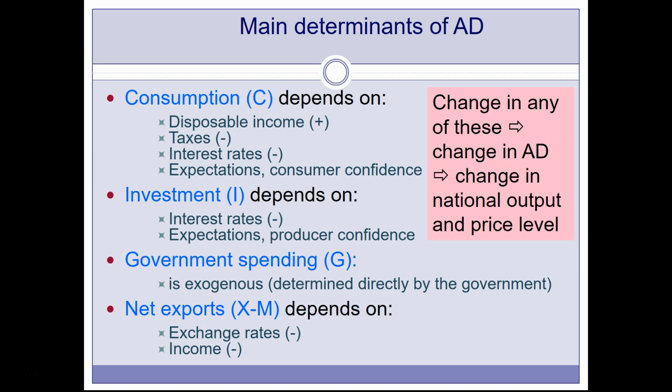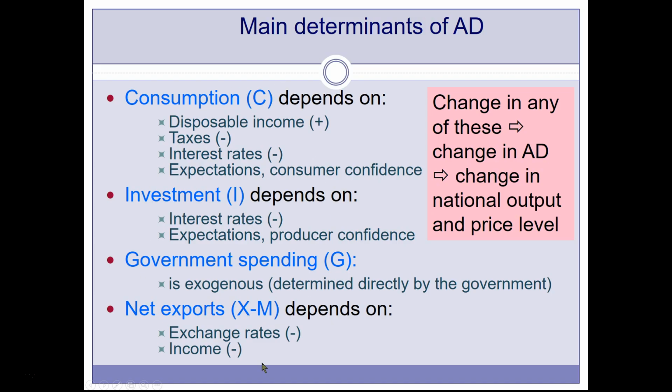So the higher the income, the more you spend on imported products, which will increase the amount of imports and reduce the amount of net exports, because it's the net exports, the difference between exports and imports, which will be included in our aggregate demand.